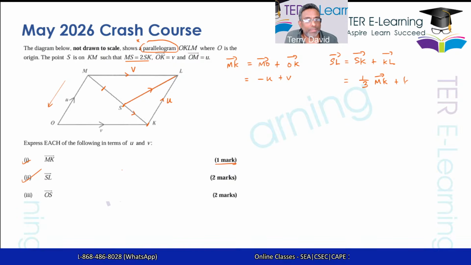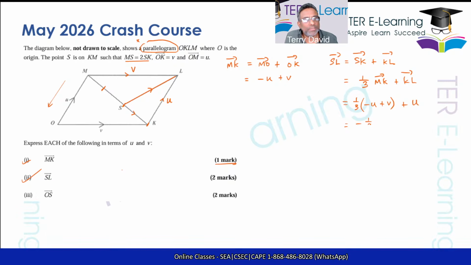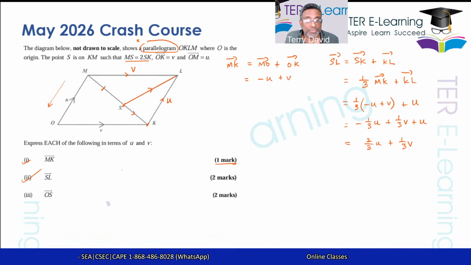right, plus KL. So now I'm going to substitute my vectors inside it. So this is going to be 1/3. Now the vector MK, we just worked that out. We got minus U plus V plus the vector KL, which is U. So in this case here, this is minus 1/3 U plus 1/3 V plus U. So when I work this out here, if I take U minus 1/3, this will be 2/3 U plus 1/3 V. Now these kinds of questions here, people struggle with these questions, right? People struggle with these kinds of questions.